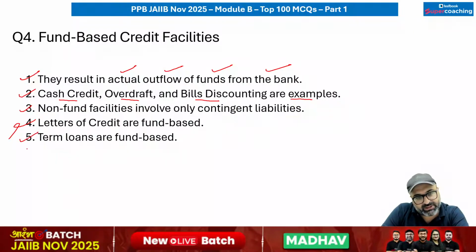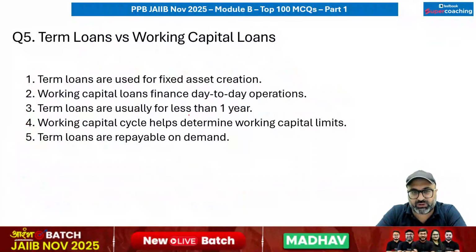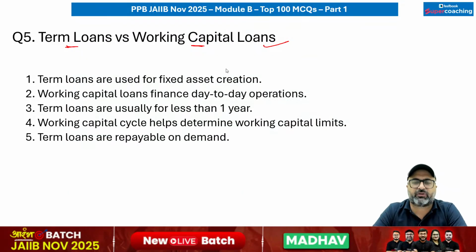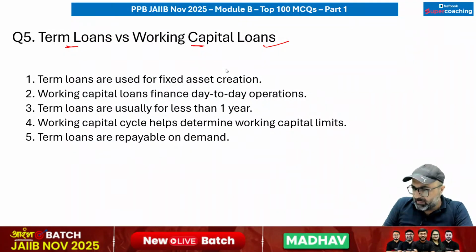Term loans are fund based, that is true. So apart from the fourth statement, 1, 2, 3, 5 are the correct statements. Moving on to the next one. Term loan versus working capital loan. What does working capital loan mean, sir? A working capital loan is the loan required to perform your day-to-day operations, to meet your day-to-day expenses, to make your day-to-day business run.